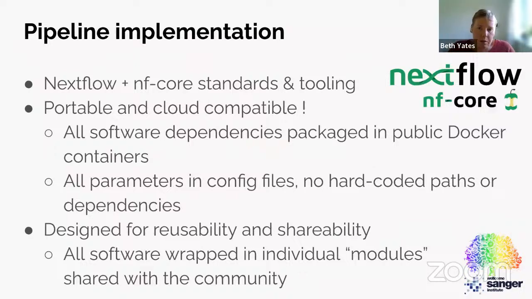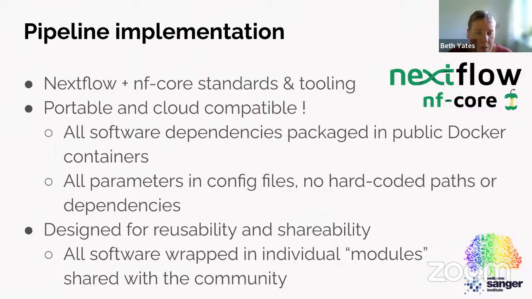So within the Tree of Life, we use Nextflow and nf-core for our production pipelines. These were selected for lots of reasons, but one of the main things is that they're portable and cloud compatible. All software dependencies for the pipeline get packaged into public Docker containers, and all parameters are in config files, so there are no hard-coded paths for dependencies, which makes them very reusable and very shareable.